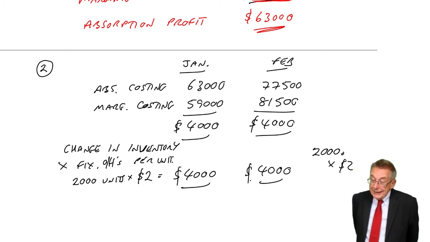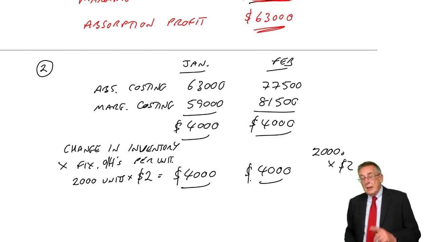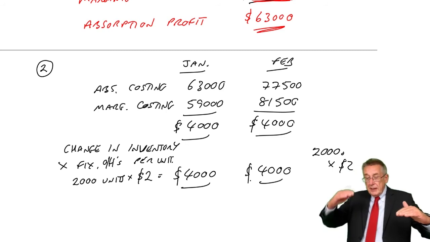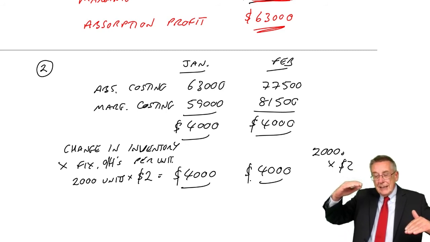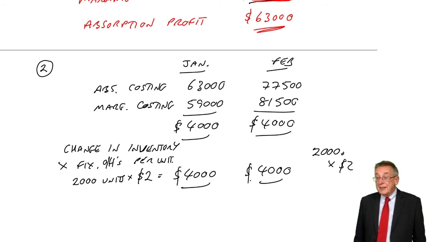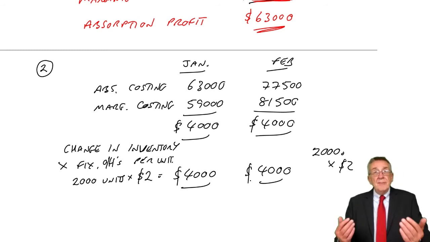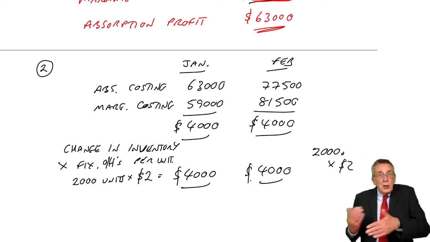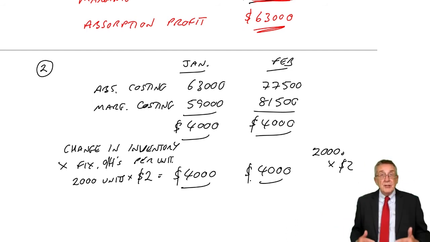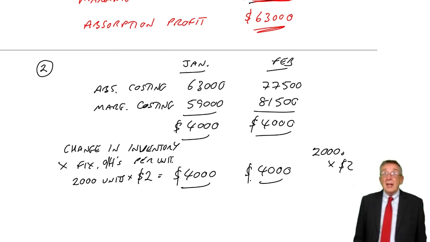In January, absorption costing gave the higher profit. And in January, inventories were increasing. We started the month with no inventory, we ended the month with 2,000 units. Inventories increased, absorption costing gave the higher profit. In February, it went the other way around. The inventories reduced. We sold more than we produced. We started the month with 2,000 units, ended the month with no units. Inventories reduced. And you can see, marginal costing gave the higher profit.